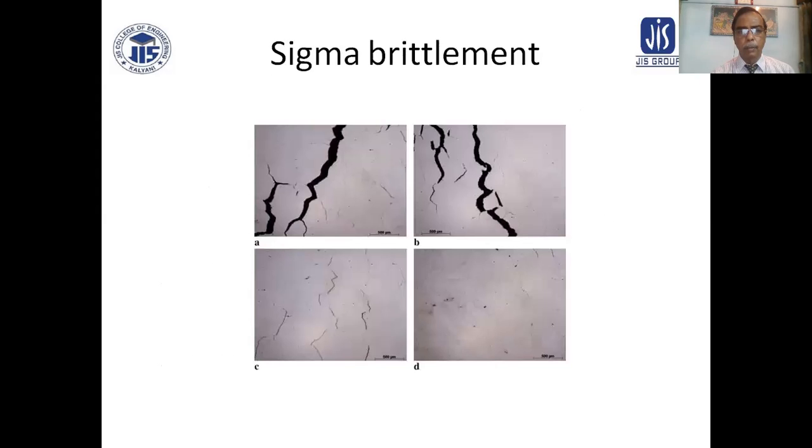This is sigma embrittlement, which is a crack. Here are four samples, A, B, C, D, showing how the cracks occur: big cracks, small cracks, and also hair cracks.